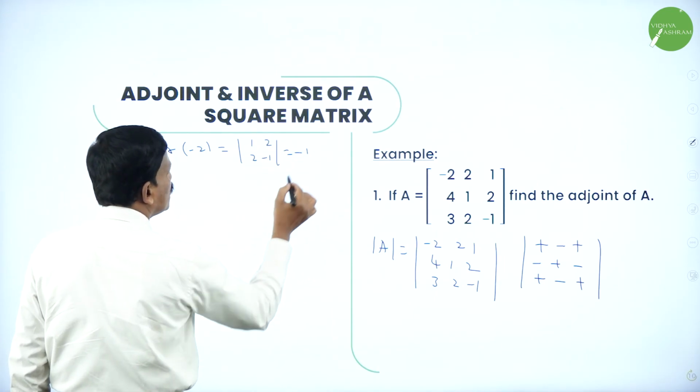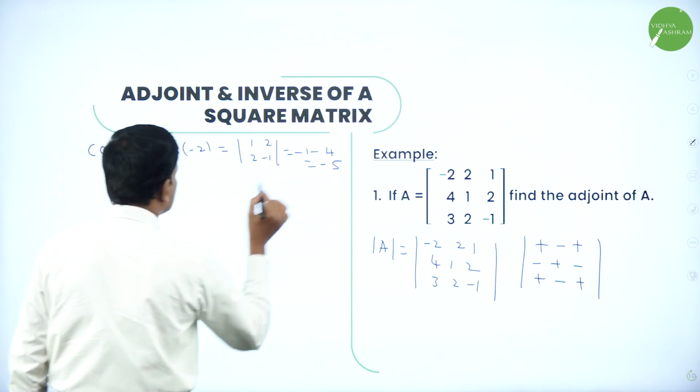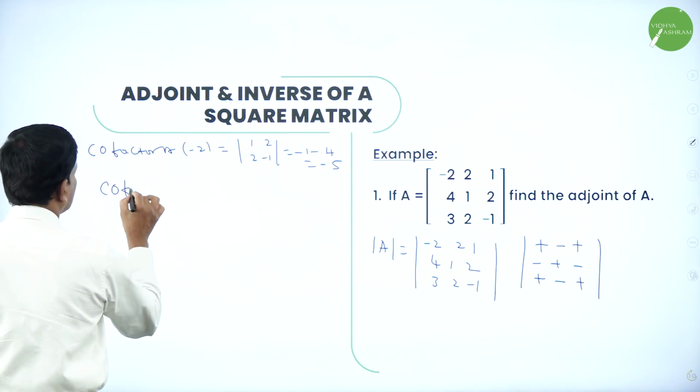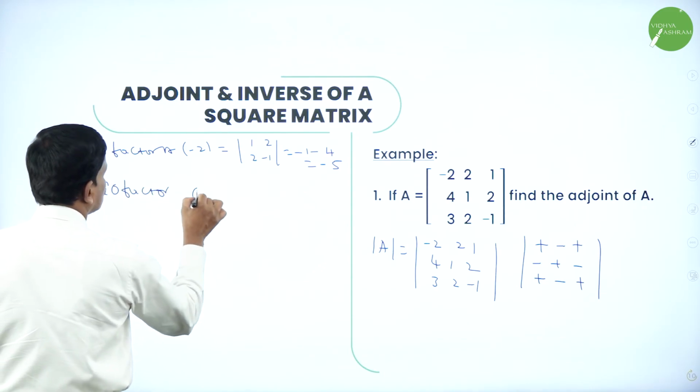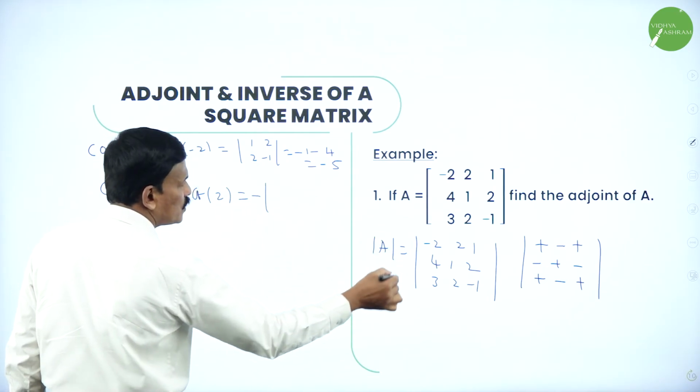1 times 1 is 1, minus 2 times 2 is 4. This is equal to minus 5. Similarly, the cofactor of the second element is 2. What is the sign? It is negative.